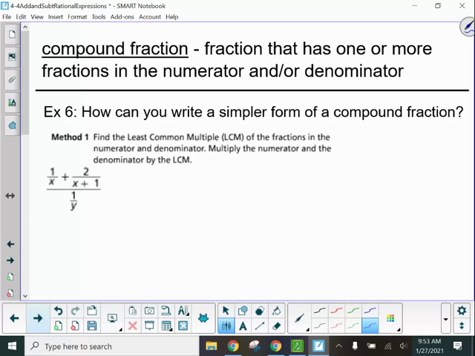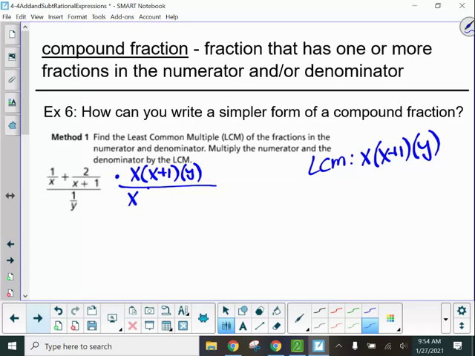So if I look at this first method, my least common multiple, luckily for everything is factored, I want to look at all the denominators in the top and the denominators in the bottom. So I have an x plus 1, and I have a y. So all of those are going to be multiplied together. So I'm going to take my fraction and multiply the top by x times x plus 1 times y, and I'm multiplying the bottom times x plus 1 times y.